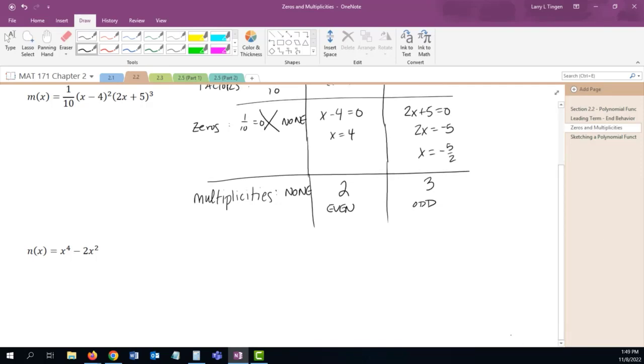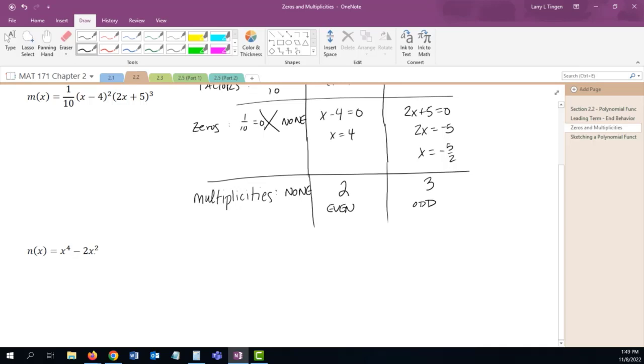n of x is equal to x to the 4th minus 2x squared. Now, in that form, I can't see any zeros because my polynomial is not a bunch of factors multiplied together. It's just x to the 4th minus 2x squared. There's not a bunch of stuff multiplied. So it would help to write this as 2 or 3 things multiplied together. Whenever you get a problem like this, take a look and see if there's any factors all the terms share. In this case, they do.